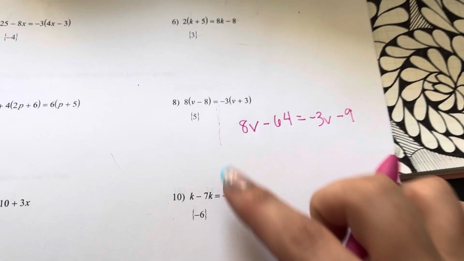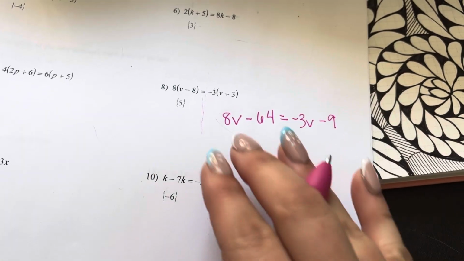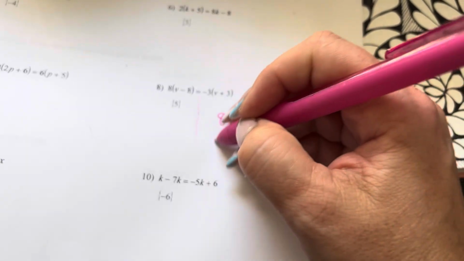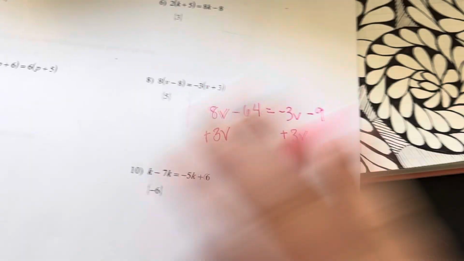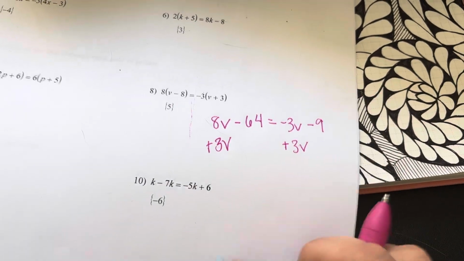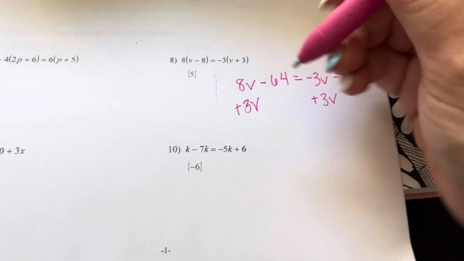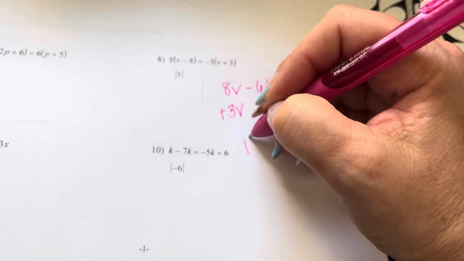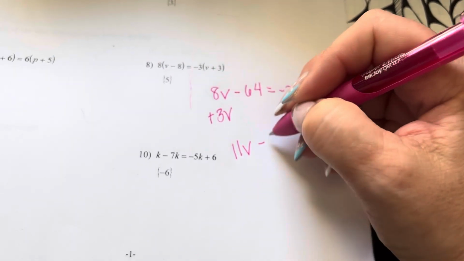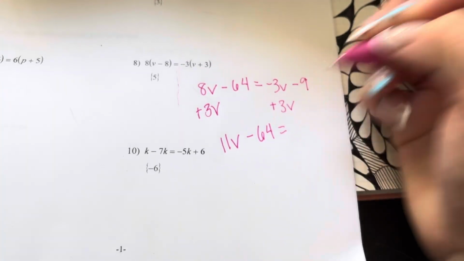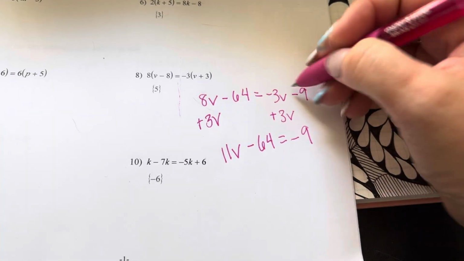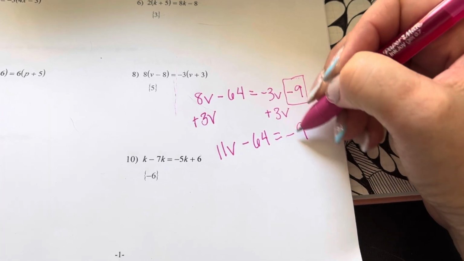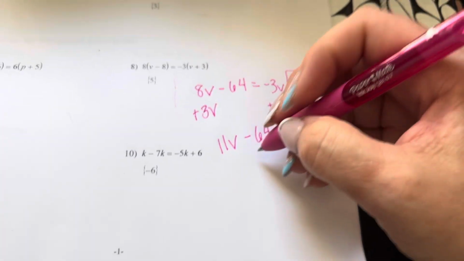All right, now I'm going to simplify things. I'm going to start by adding 3v to both sides. Does it matter which way I go? No, because I'll get the same answer. I proved that in class. 8v plus 3v is 11v minus 64 equals -9. Don't forget that subtraction 9 is also like a -9.